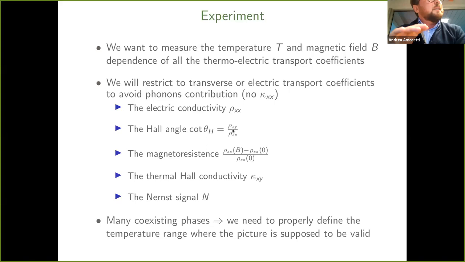So let me say that all these transport coefficients have been measured in the same sample, which is something that is not really easy to do, especially because to measure the thermal Hall conductivity you need some specific setup, so it's difficult to adapt the sample to measure all these properties within the same sample. But this is in some sense the only way in which we can be sure that we are measuring all these coefficients in exactly the same point of the phase diagram.